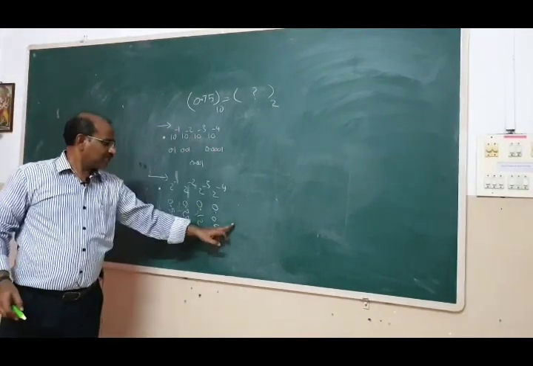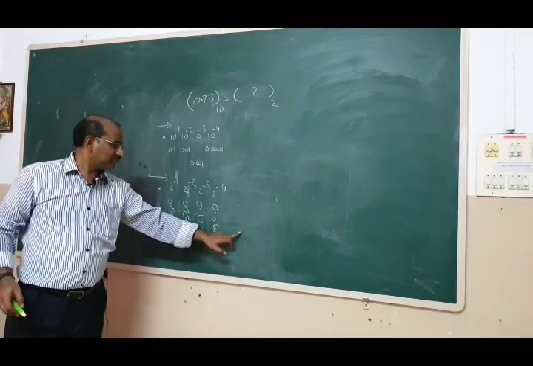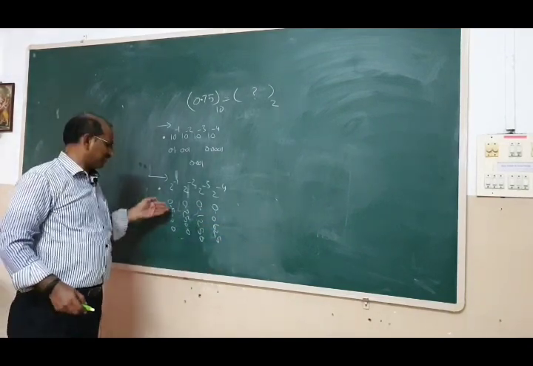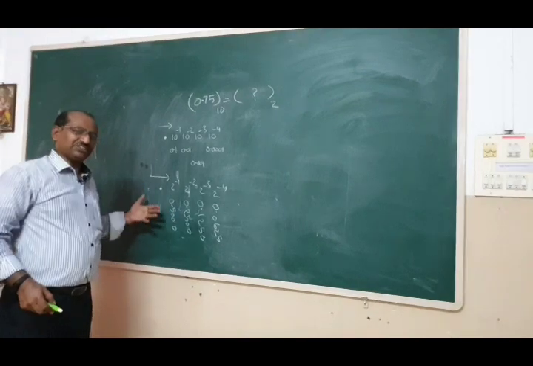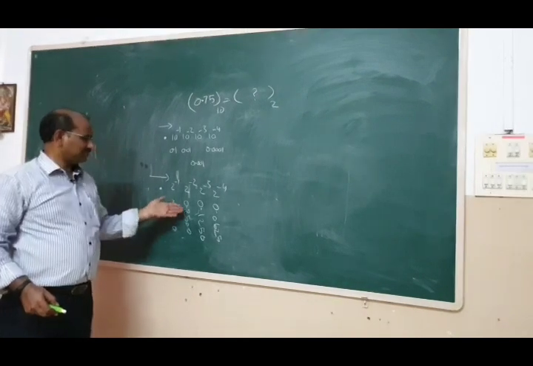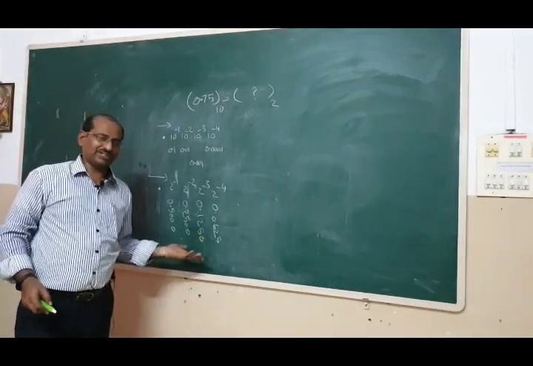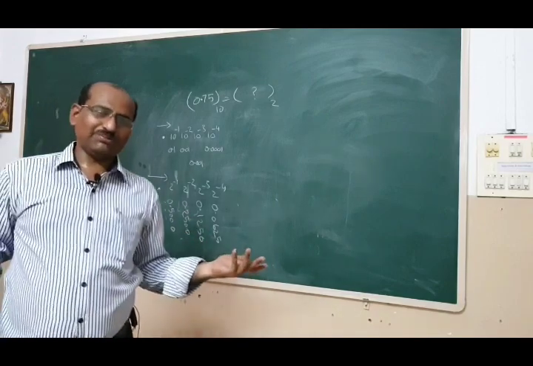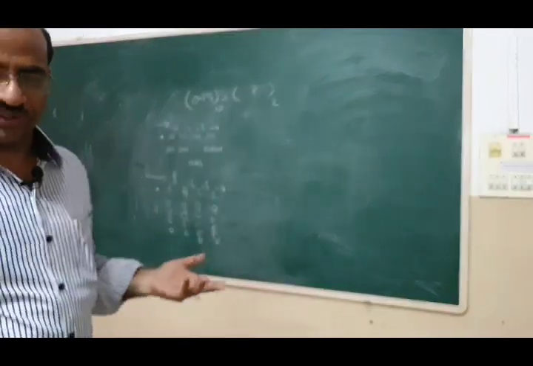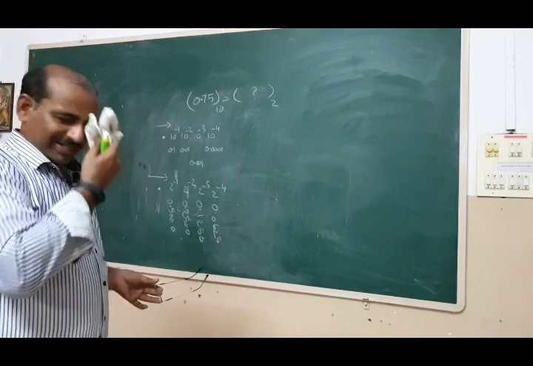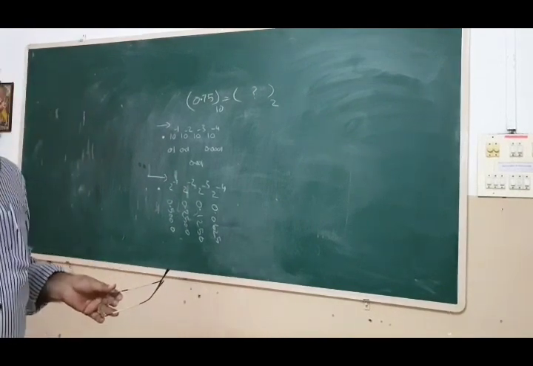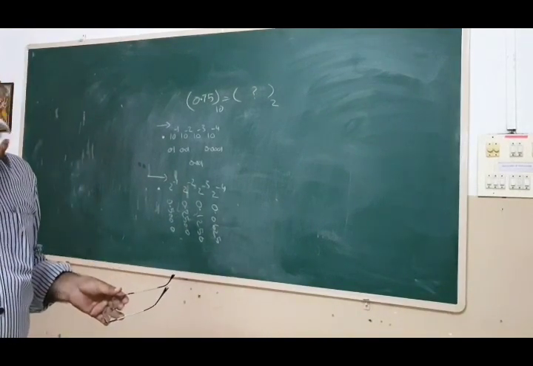One more, 0.03125. Nothing, just divide it by 2. 0.5 divided by 2 you will get 0.25, divided by 2 you will get 0.125, divided by 2 you will get 0.0625, then 0.03125. Like that you have to divide by 2.